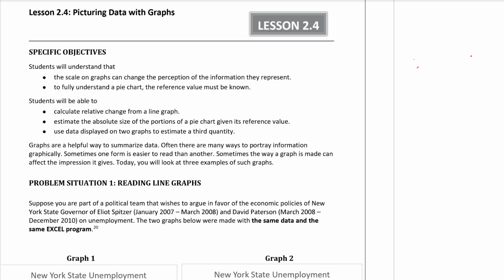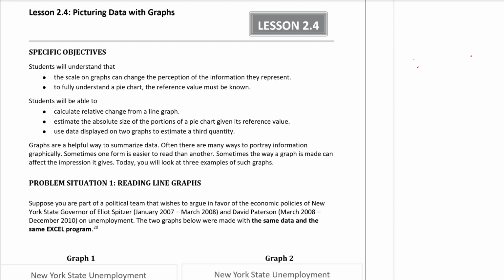To fully understand a pie chart, the reference value must be known. Students will be able to calculate the relative change from a line graph, estimate the absolute size of the portion of the pie chart given its reference value, and use data displays on graphs to estimate a third quantity.